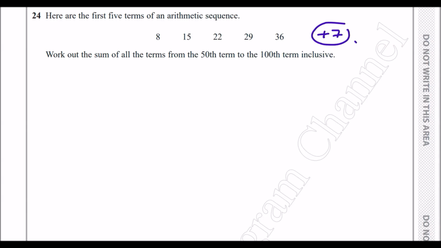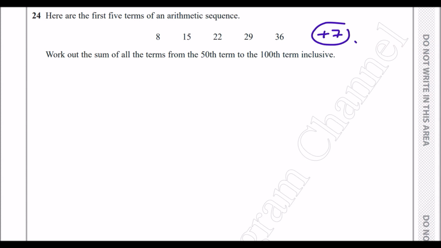Oof, man, I couldn't just say work out the first 100 terms like any other paper does. Okay, cool. We've got to think about what we're adding exactly. What it's trying to tell us is that we're adding pretty much all the way to 100, but we're ignoring the first 49 terms, I'm guessing.